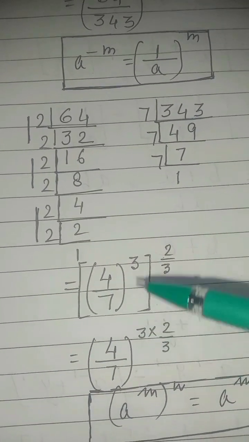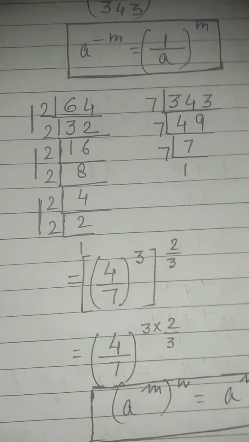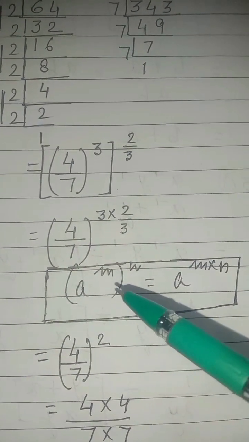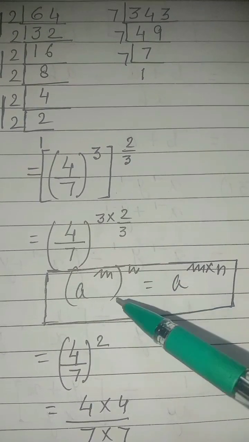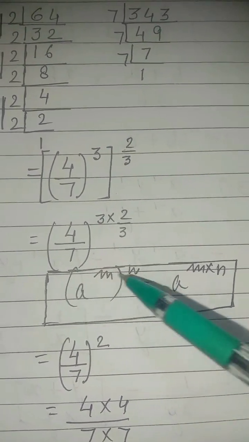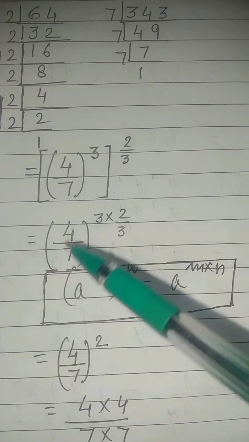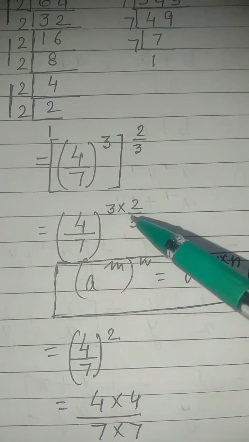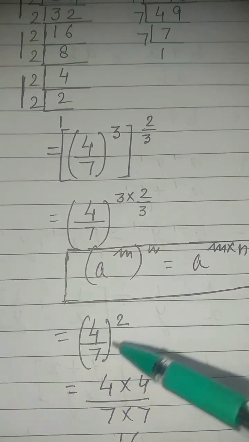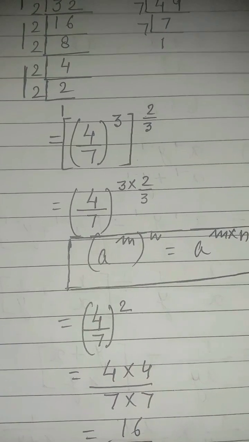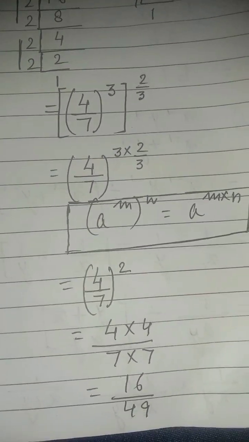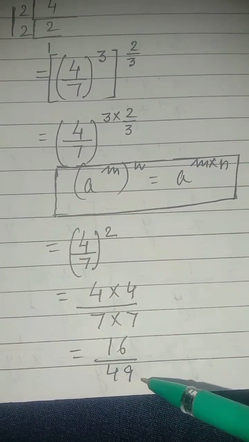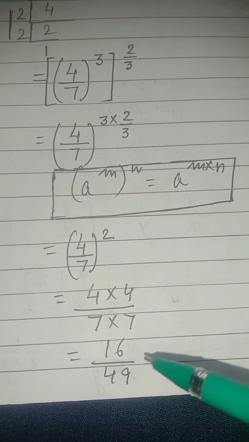Now these powers will be multiplied, because there is a law, (a to the power m) to the power n is equal to a to the power m into n. So by using this law we can multiply these. So (4/7) to the power 3 into 2/3. Now this 3 will be cancelled here. So what we'll get here? (4/7) whole square. So (4/7) whole square means it's 4 into 4 and 7 into 7. So 4 fours are 16, 7 sevens are 49. So the final answer is 16/49.